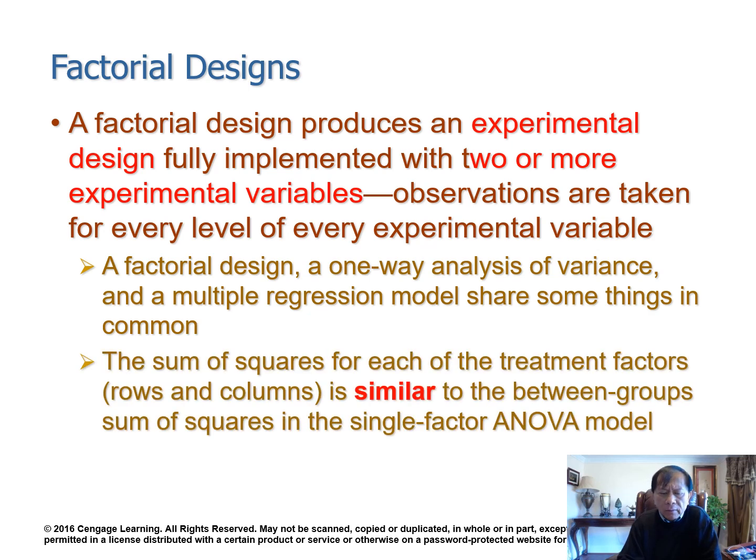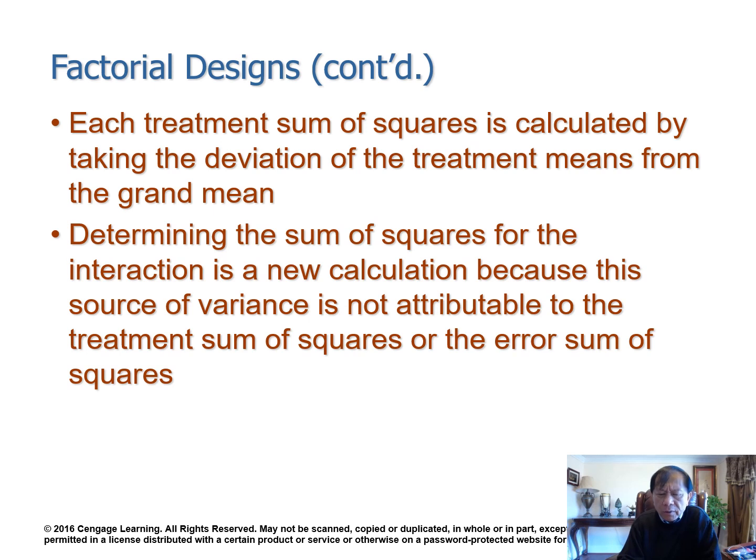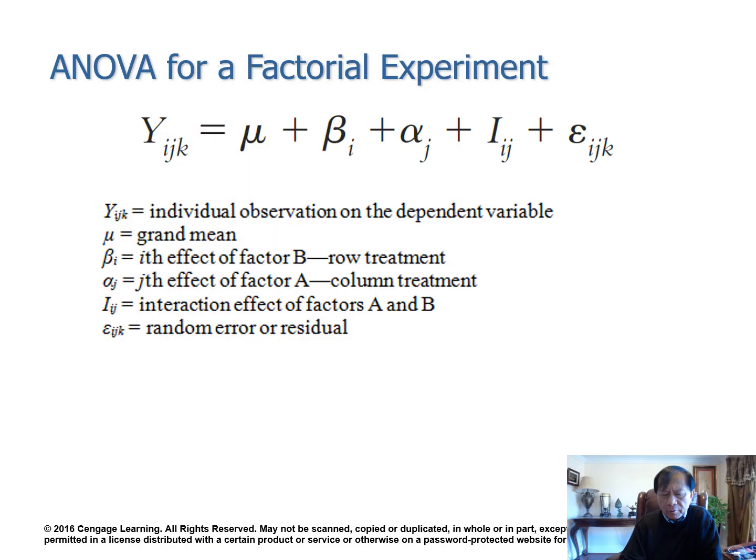The sum of squares for each of the treatment factors, rows or columns, is similar to the between-group sum of squares in a single factor model. Each treatment sum of squares is calculated by taking the deviation of treatment means from the grand mean. Determining the sum of squares for the interaction is a new calculation because this source of variance is not attributable to the treatment sum of squares or the error sum of squares.